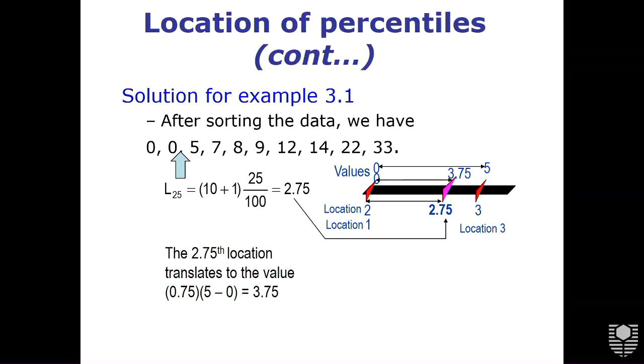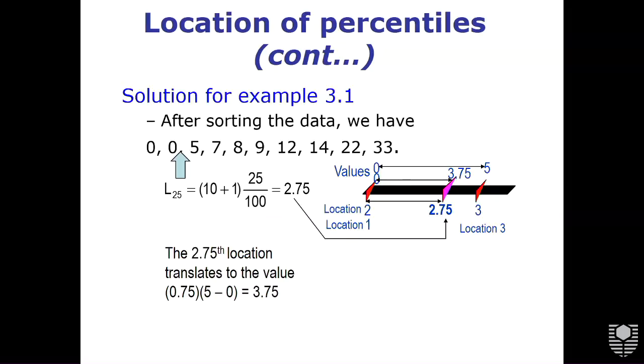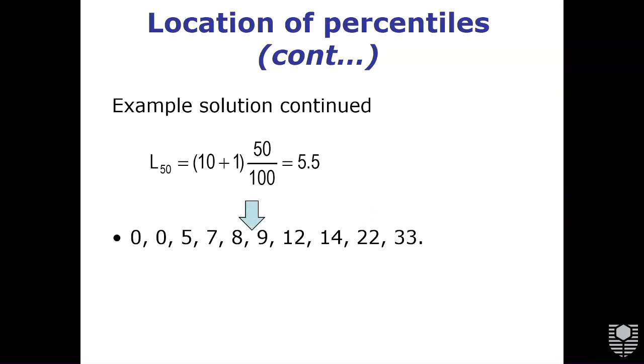So for the next one, we're going to have 5.5. That's the formula. We're going to have 5.5, right? So that means it will be located between 8 and 9. Between 8 and 9 here. That is the location of the second percentile. See? Equal to 50. Location equal between location 5 and location 6.